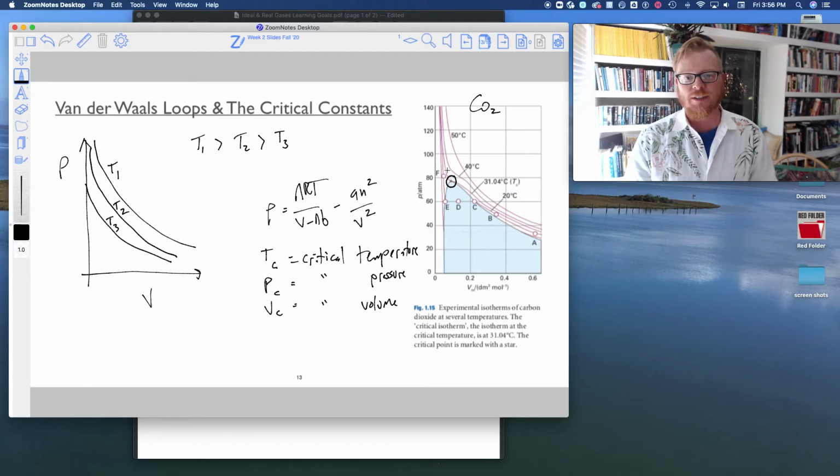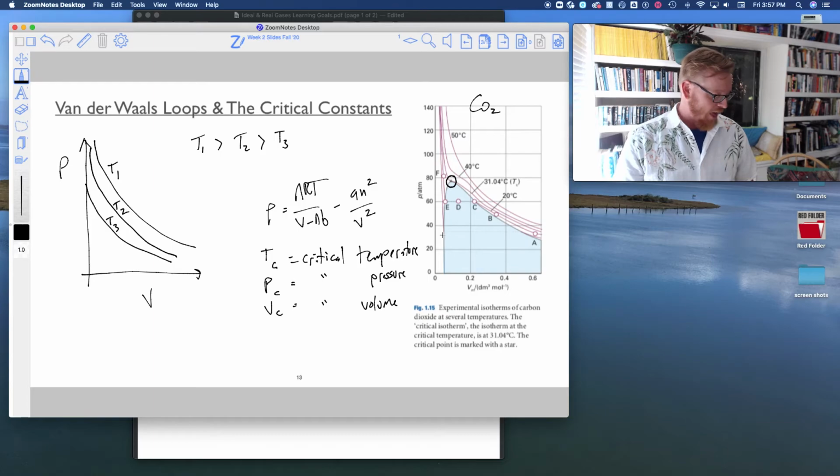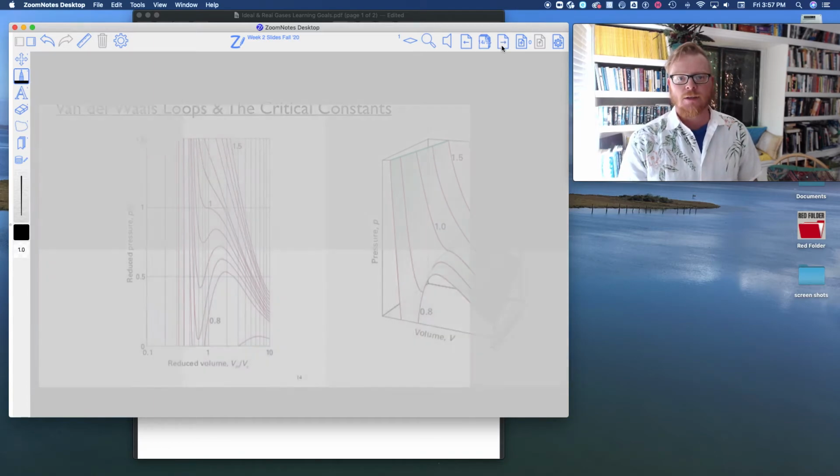Because now what you notice here is we recognize that below 31.04, CO2 is not going to be a gas anymore. But when we try to make a van der Waals equation at 20 degrees C, look, it no longer has this nice P inverse V relationship. It makes this kind of loop. Pressure and volume end up with the opposite relationship. That's not physically accurate. It's just because you're trying to continue to use the van der Waals equation to describe a gas, and it's no longer a gas at that range.